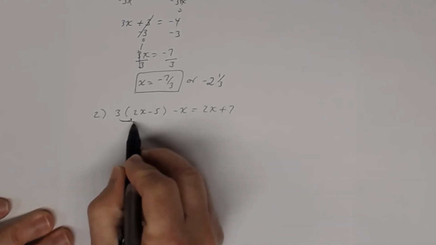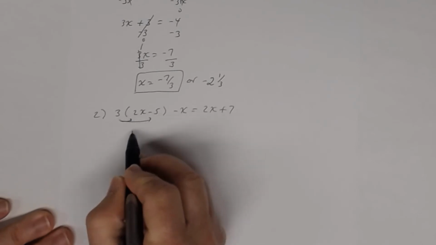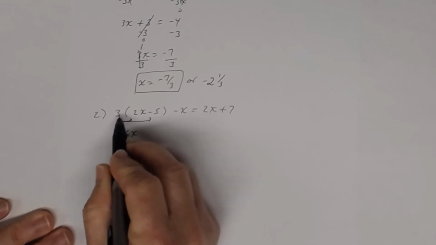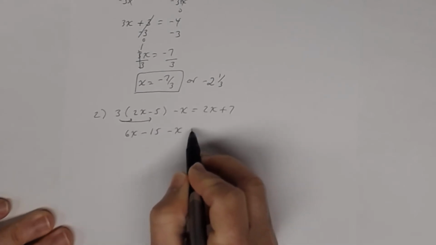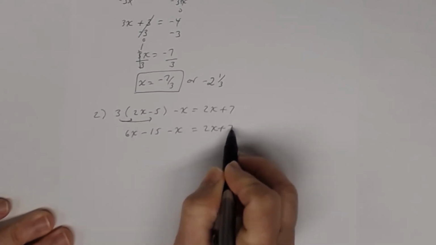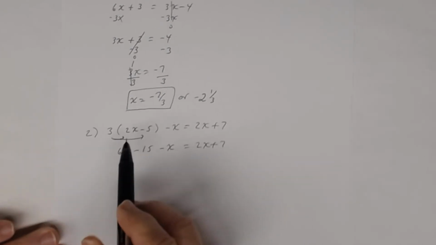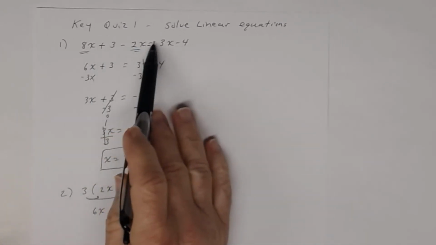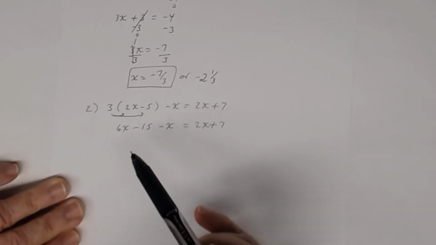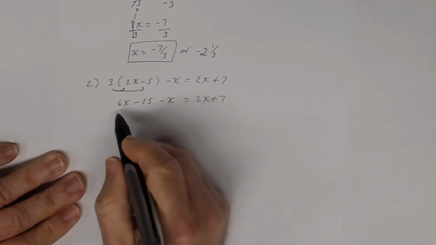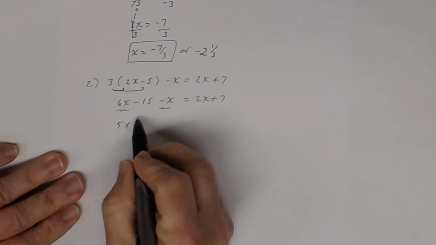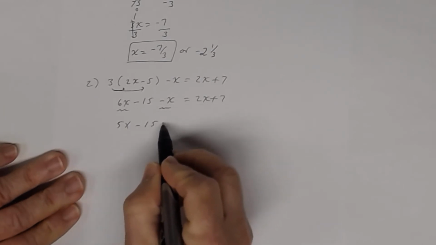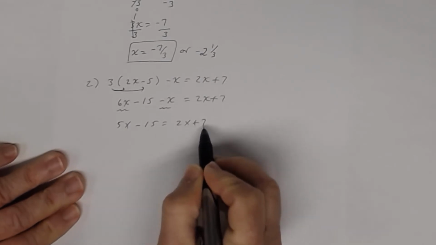So when I distribute the 3, I get 3 times 2x is 6x. 3 times a negative 5 is a negative 15. And then minus x equal 2x plus 7. And so this part here looks like number 1 to begin with, right? All right, so the next step is to combine like terms. So 6x minus x is 5x. So I get 5x minus 15 equal 2x plus 7.